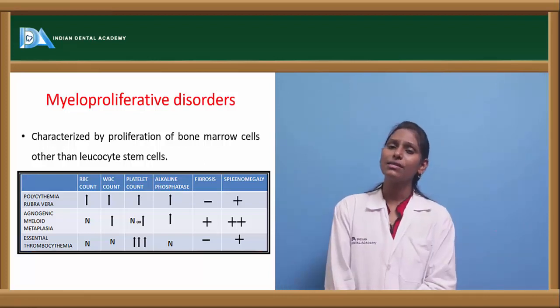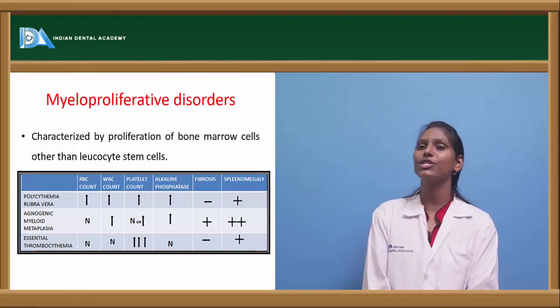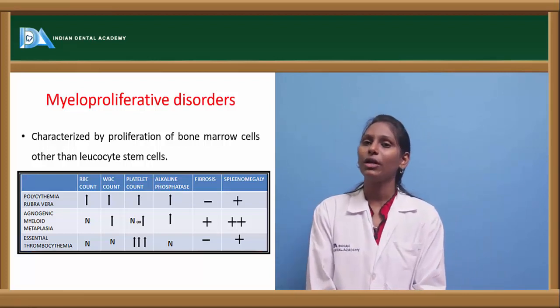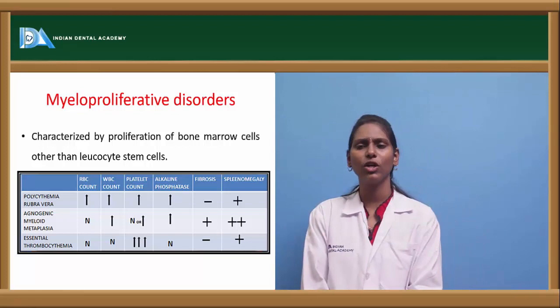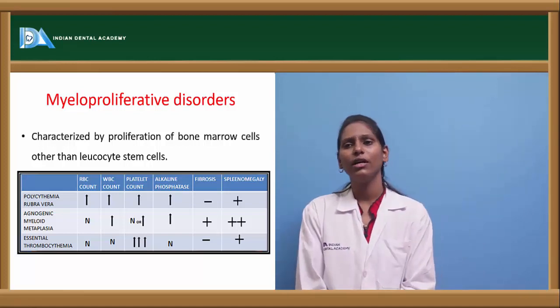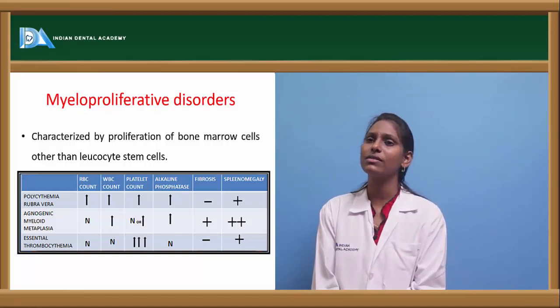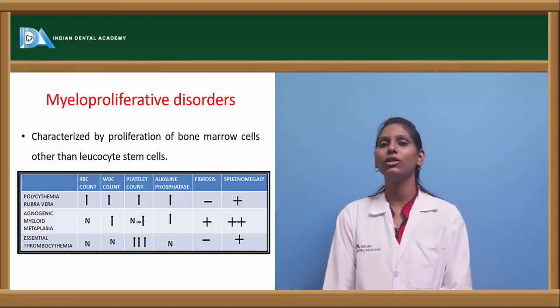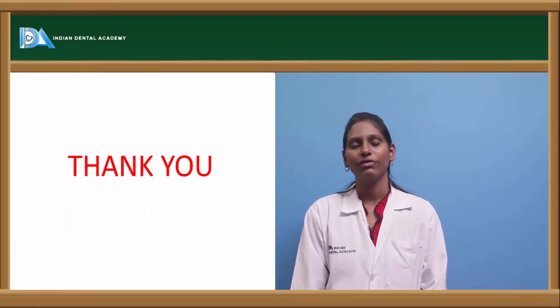And we have certain diseases called myeloproliferative disorders, which are characterized by proliferation of bone marrow cells other than the leukocytic stem cells. This includes polycythemia rubra vera. We have agnogenic myeloid metaplasia or essential thrombocythemia. These are other myeloproliferative disorders, because of increased proliferation of bone marrow cells other than the leukocyte stem cells. Just for an idea, I have added these myeloproliferative disorders.